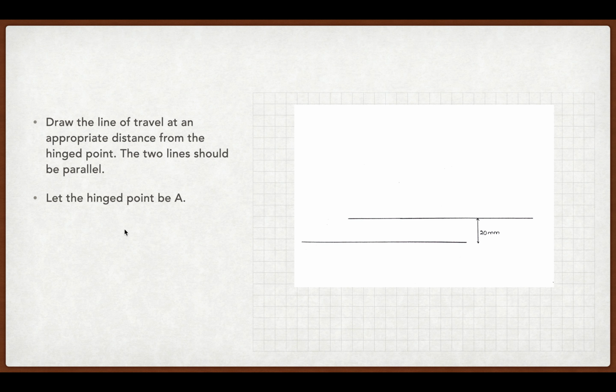For the first step, we have to draw two parallel lines which represent the hinged point and the line of travel respectively. We have to draw them at an appropriate distance, but here we have taken the eccentricity as 20 millimeters. We have to mark the hinged point as A.